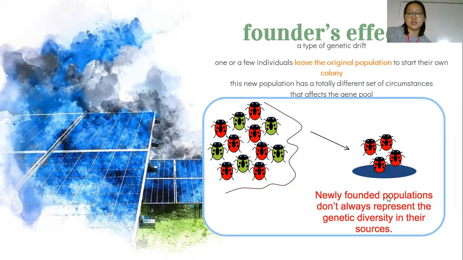They only have whatever genes they brought with them, right? So the newly founded population doesn't always represent the genetic diversity that the original big population had. So over here, for example, there's greens, but it turns out only the reds moved into the new colony. So probably the rest of the offspring for future generations are all going to be red offspring.